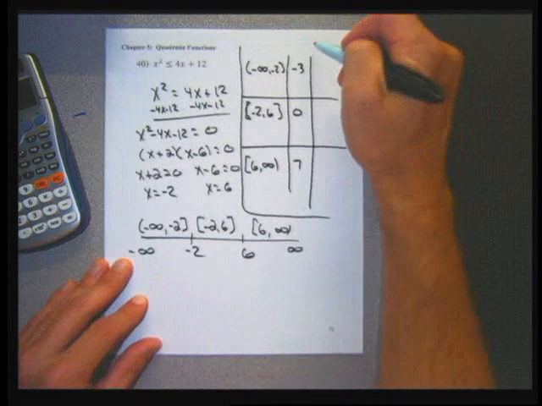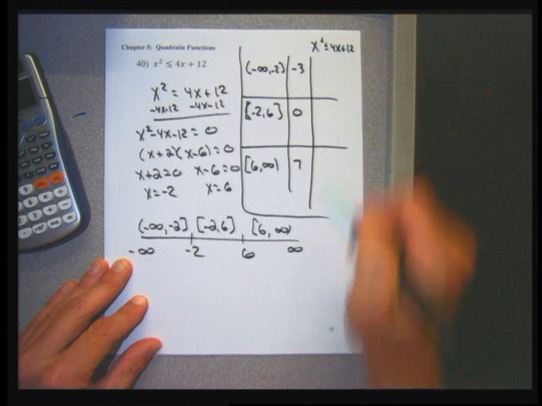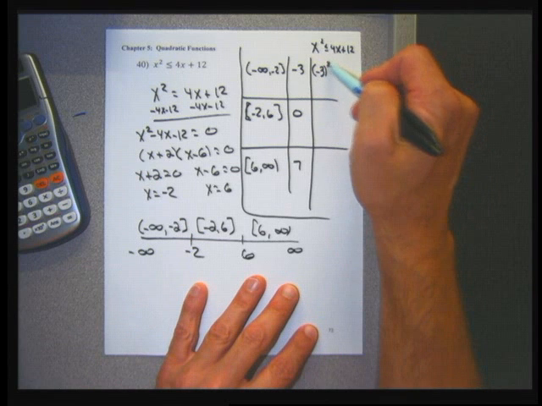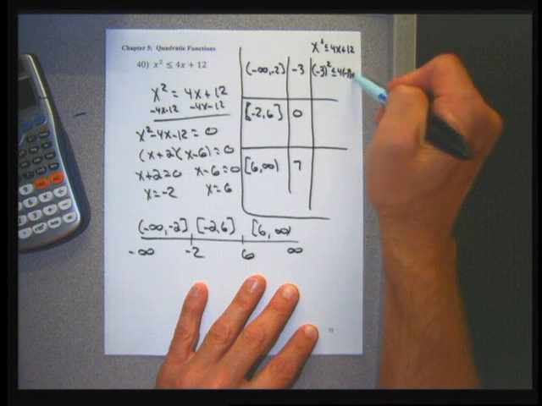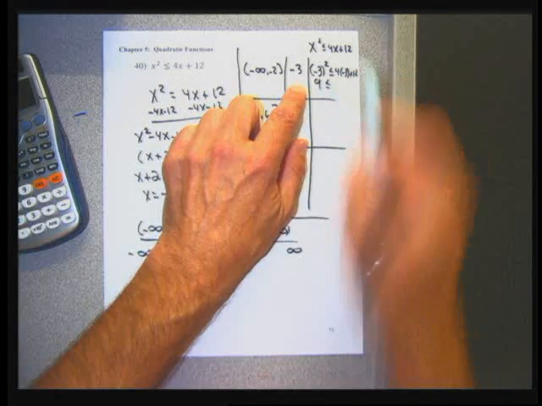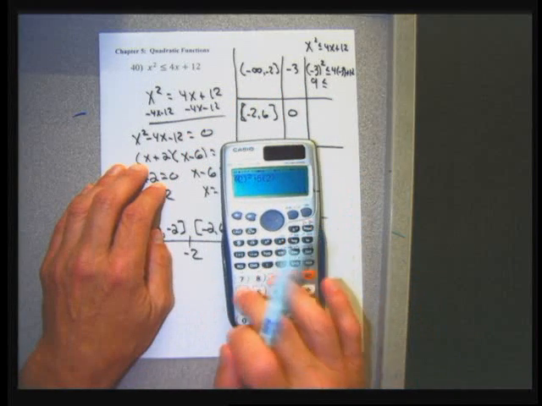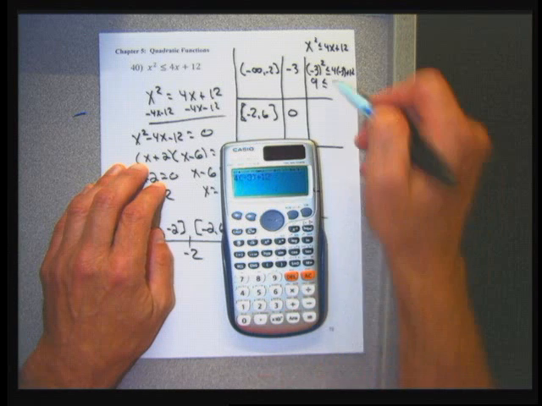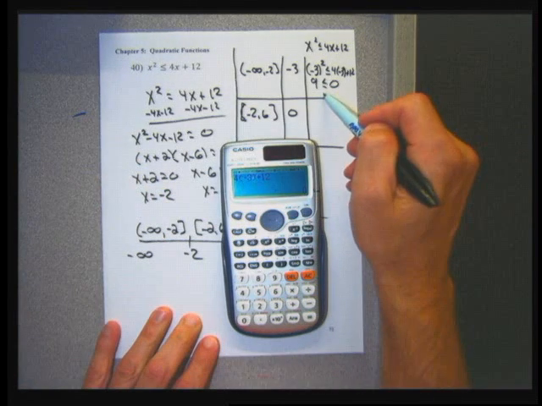And what am I going to try them in? X squared is less than or equal to 4x plus 12. Need to do both sides. So for the first one, I need to go negative 3 squared is less than or equal to 4 times negative 3 plus 12. Negative 3 squared, I don't need my calculator for, that's positive 9. And then 4 times negative 3 plus 12 is 0. So the top one gives me 9 is less than 0. That's false. Positive number is not less than 0.